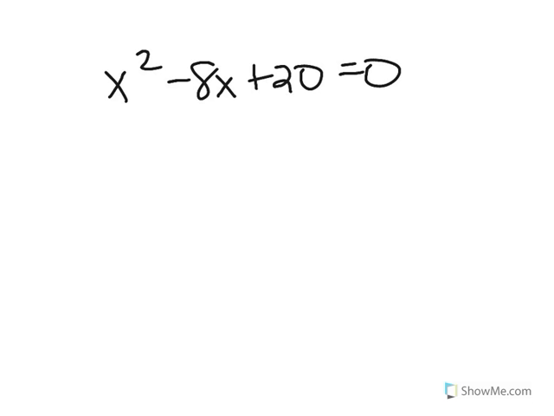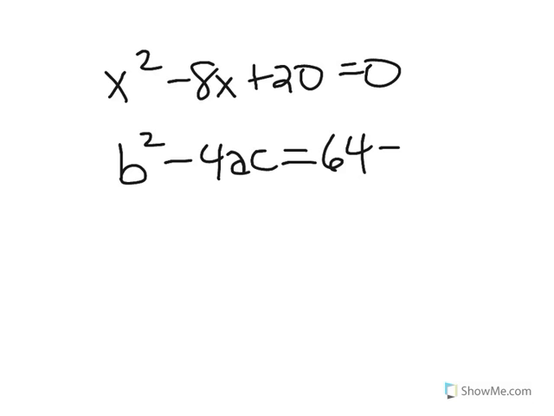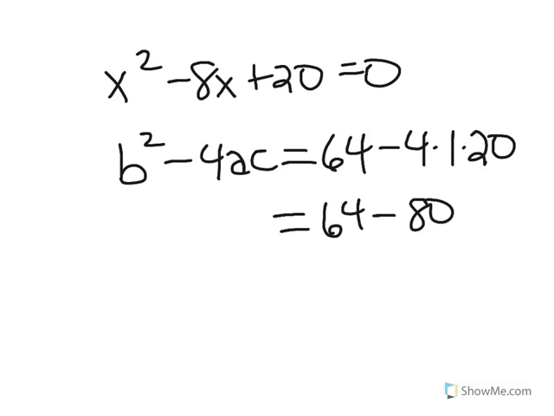Anyway, we're going to look at this last quadratic equation to finish up this topic. Here again, we're going to focus on the discriminant, b squared minus 4ac. b is still negative 8, so b squared is still 64. This time we have minus 4 times 1 times 20. Well, 4 times 1 is 4, times 20 is 80. So we have 64 minus 80, which is negative 16.